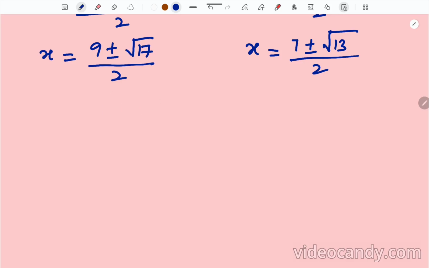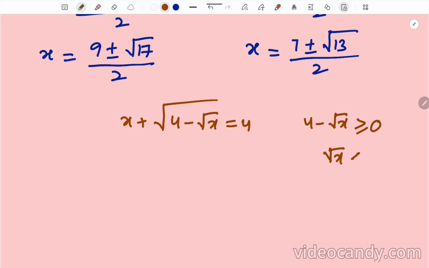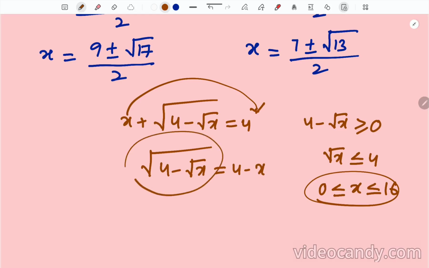x plus root of 4 minus root x equals 4. From this one we can understand 4 minus root x must be greater than or equal to 0. Therefore, root x must be less than or equal to 4. From this we can say x must be greater than or equal to 0 and less than or equal to 16. One more, here transpose x outside, then you will get 4 minus root x equals 4 minus x.